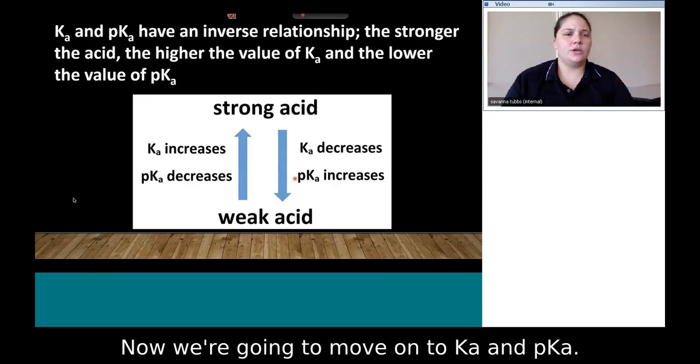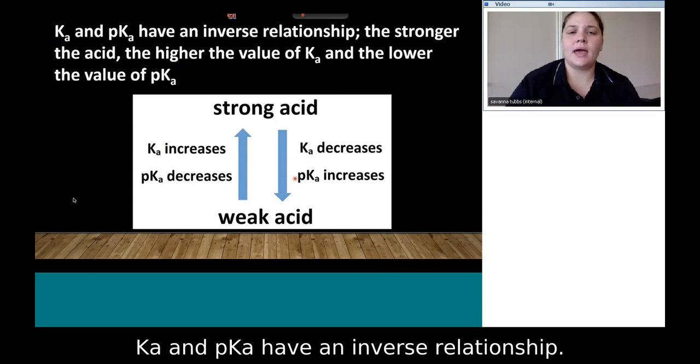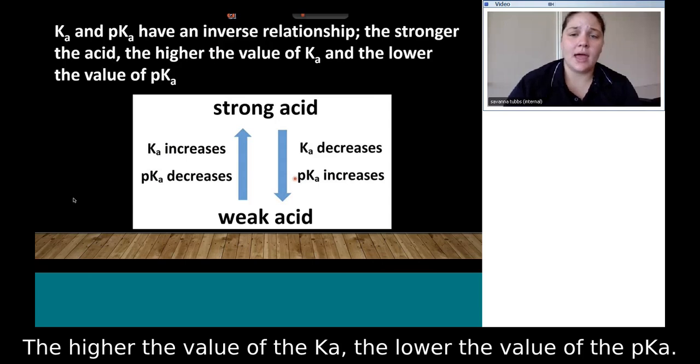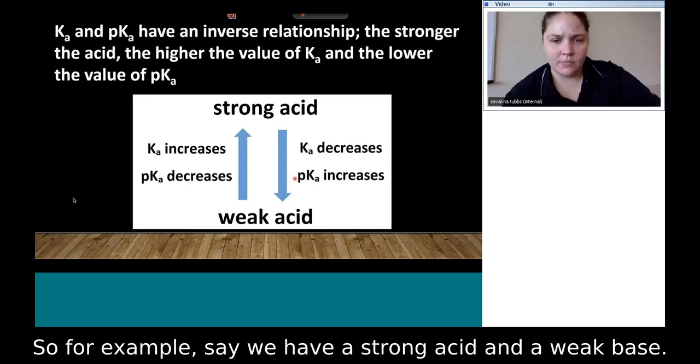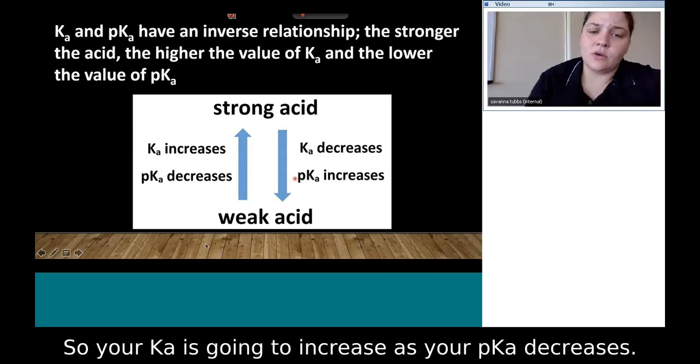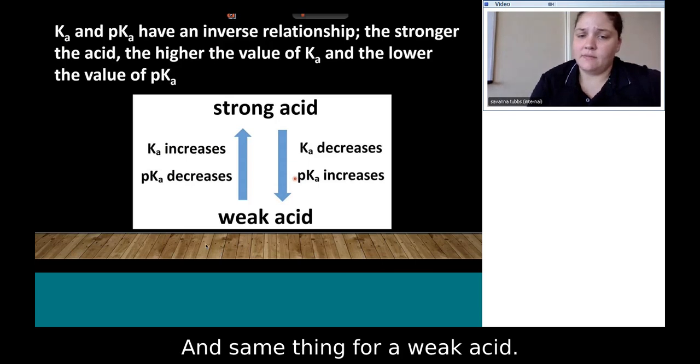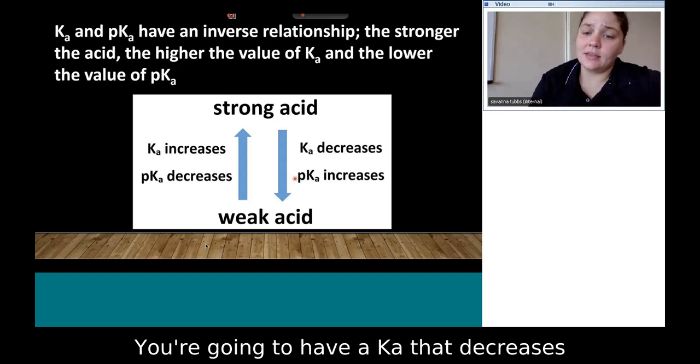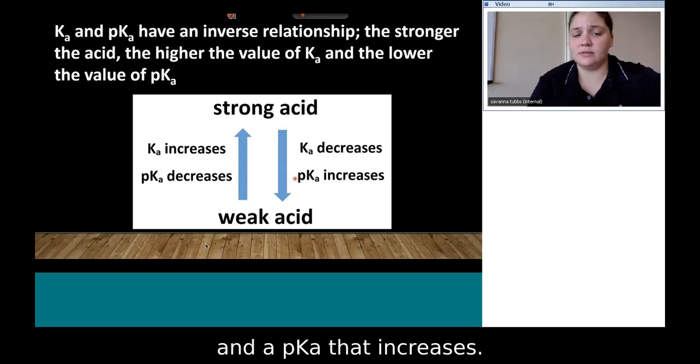Now we're going to move on to Ka and pKa. Ka and pKa have an inverse relationship. The higher the value of the Ka, the lower the value of the pKa. So for example, say we have a strong acid. Your Ka is going to increase as your pKa decreases. And same thing for a weak acid: you're going to have a Ka that decreases and a pKa that increases.